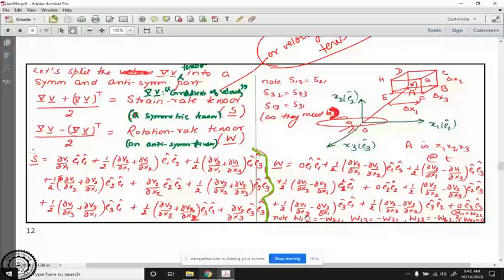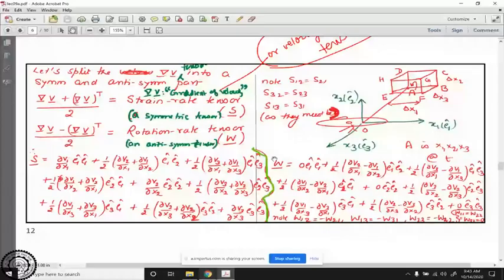And since it's an anti-symmetric tensor, W12 should be equal to minus W21, W13 should be minus W31, and W23 should be minus W32, which you can again verify that indeed is the case. And the strain rate tensor being symmetric, you can also recognize from what I have at the left bottom that S12 is S21, S32 is S23, and S13 is S31.